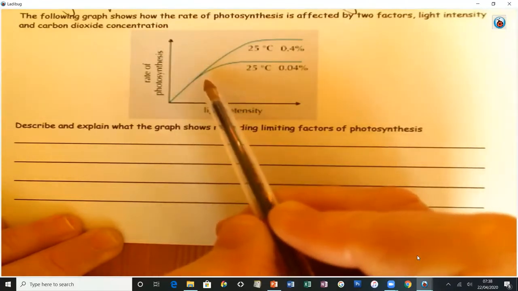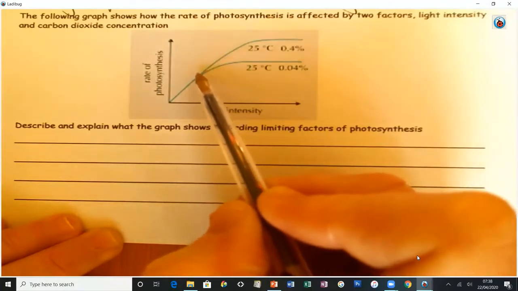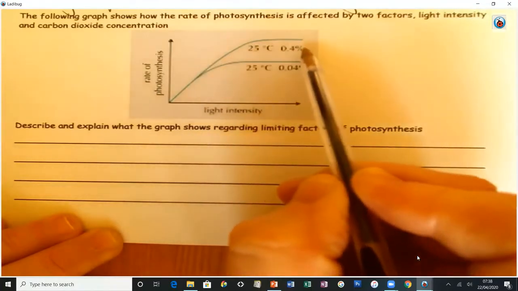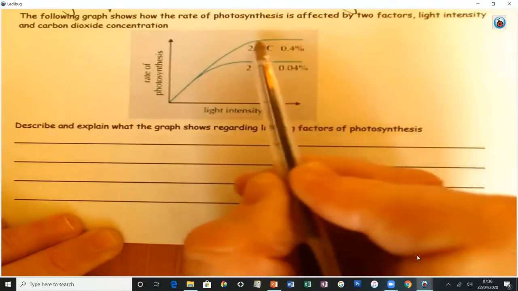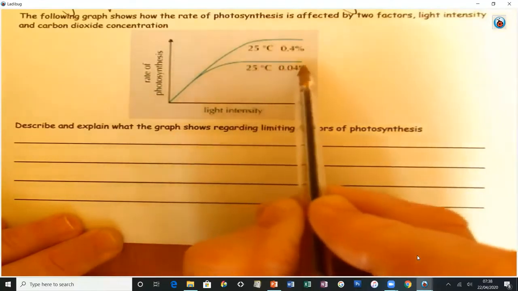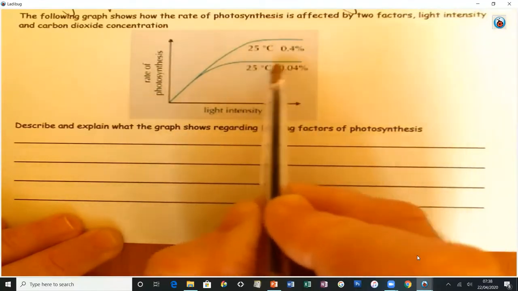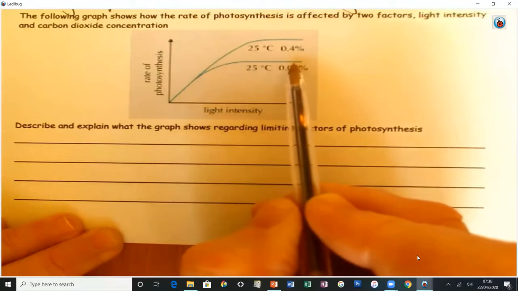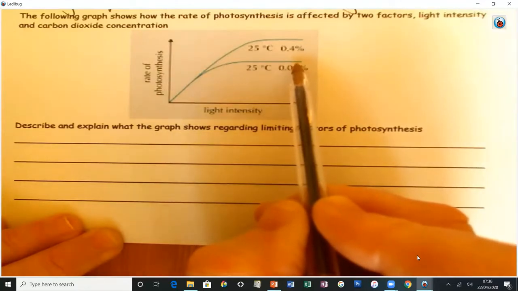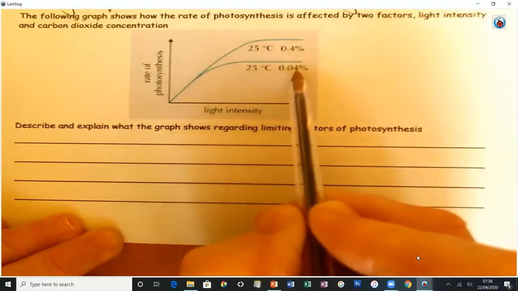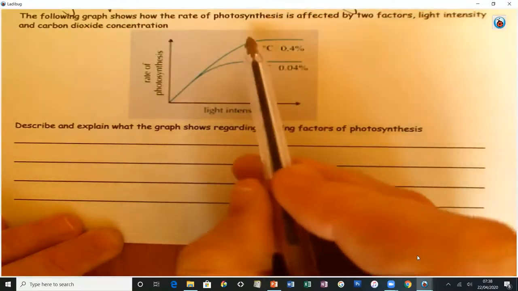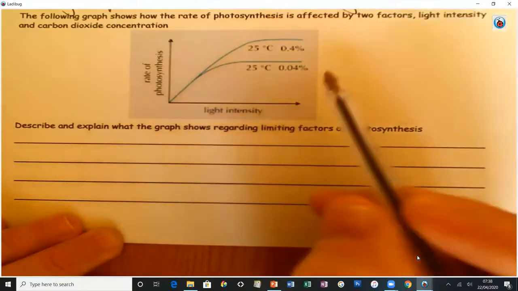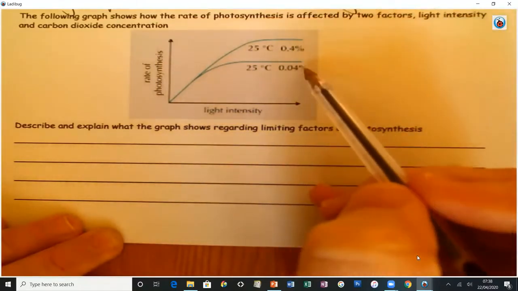The line levels off when the light is no longer the limiting factor. The line at 0.4% carbon dioxide levels off at a higher point than the one at 0.04% carbon dioxide. Now this is showing carbon dioxide concentration must have been the limiting factor at 0.04%, because the only thing that changes, apart from the light intensity, is the concentration of carbon dioxide.